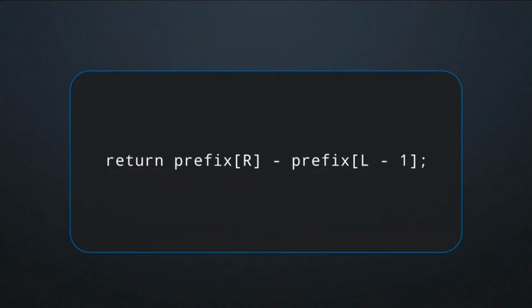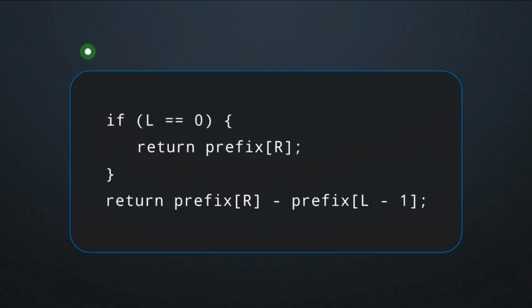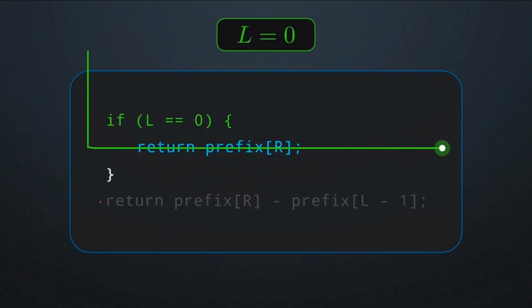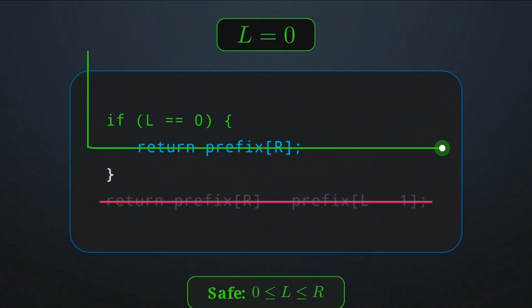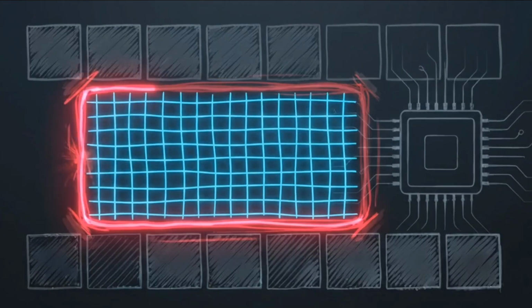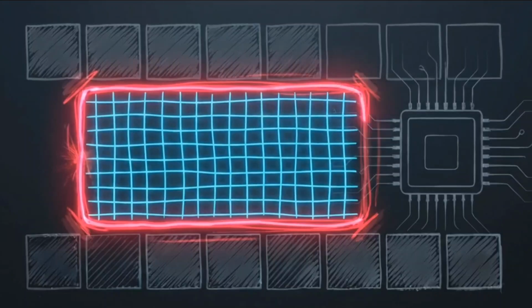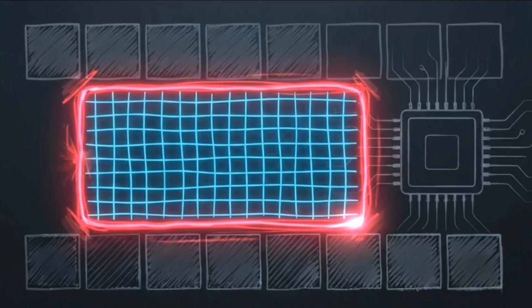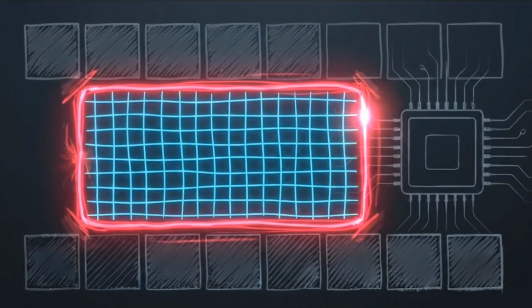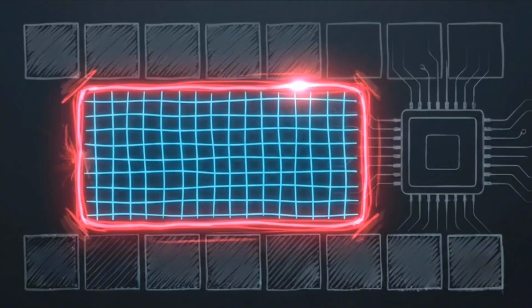To fix this, we insert a conditional statement right above the return. If L equals 0, we return prefix of R. This intercepts the request and directly returns the total up to the right boundary, completely bypassing the subtraction. Writing resilient code means understanding the mathematical path and structurally locking down the memory boundaries before a user request pushes the system out of bounds.